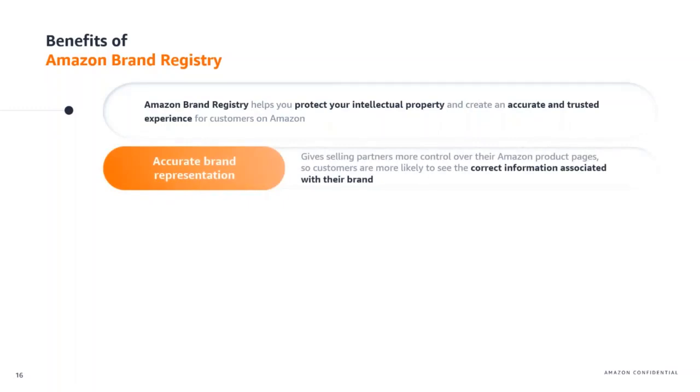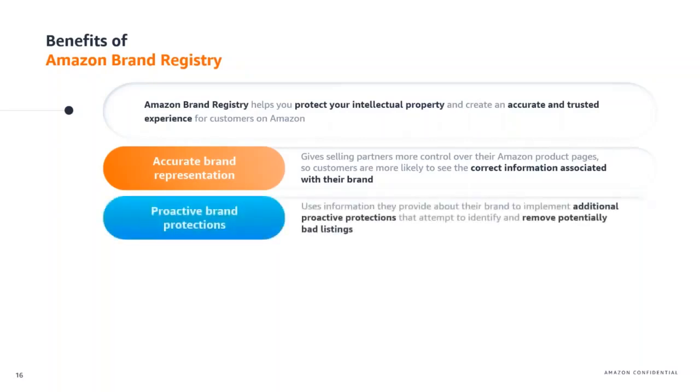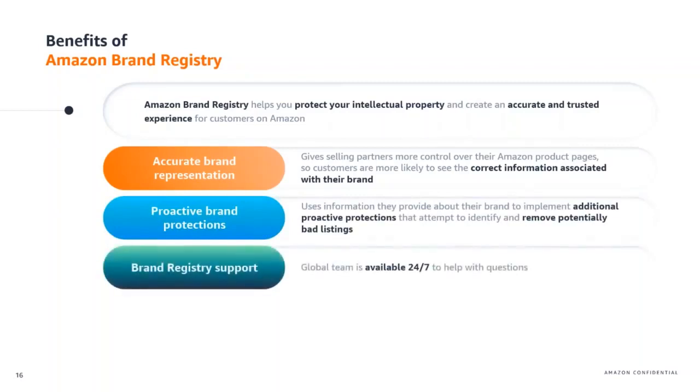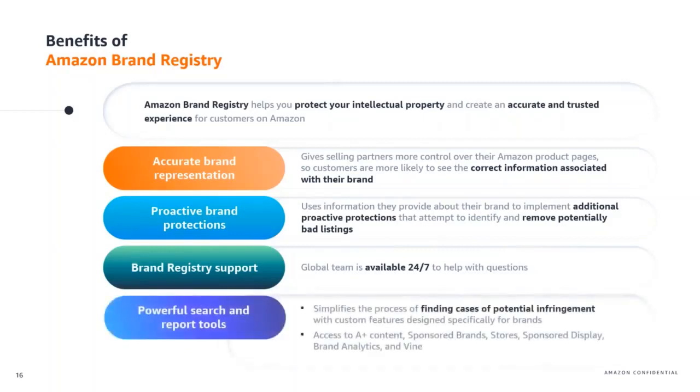First, Amazon Brand Registry allows for accurate brand representation. It allows for proactive brand protections, and you're also able to get 24/7 support with a global team that is available to answer your questions. And lastly, you can make use of powerful search tools and report tools that really can simplify the process of finding cases of potential infringement, and you're also able to get access to A-plus content, sponsored brands, stores, sponsored display, brand analytics, and Vine.